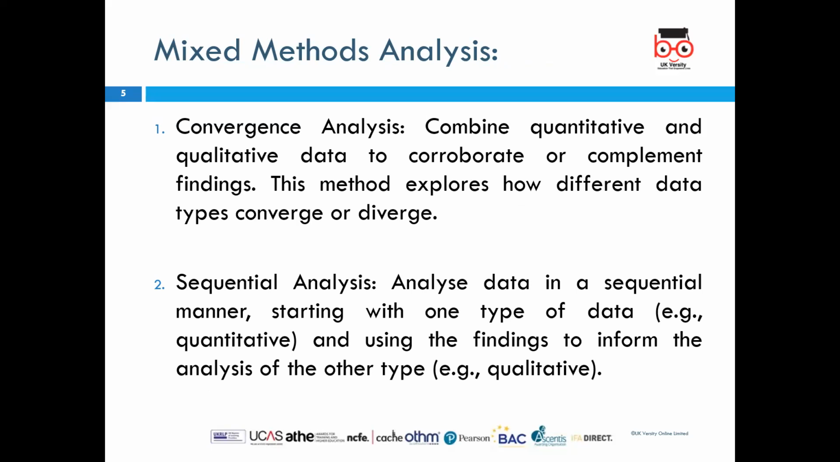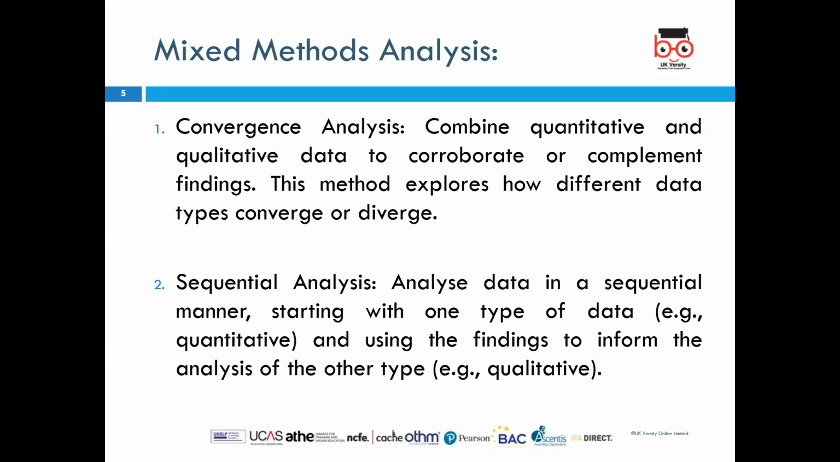So in convergence, generally the researcher combines quantitative and qualitative data to corroborate or complement the research findings. So if the data is analyzed predominantly by quantitative methods, then a qualitative method is also used as a complement to support the research findings of quantitative data. So this method explores how different data types converge or diverge.